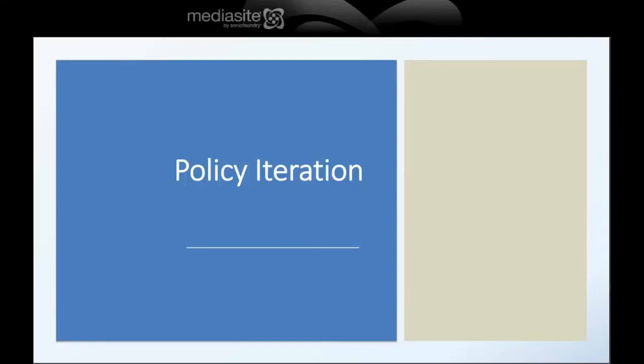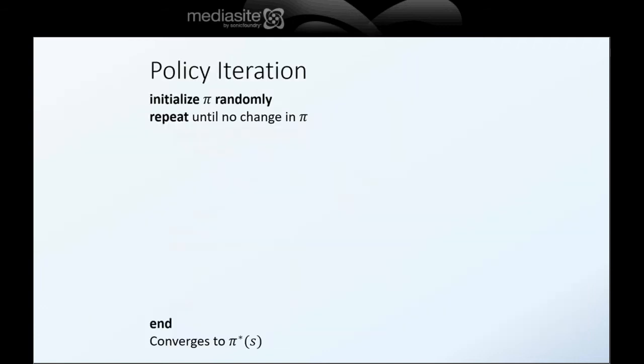So our next topic is policy iteration. Policy iteration begins by initializing the policy randomly. And then you see there's a repeat until no change in pi.